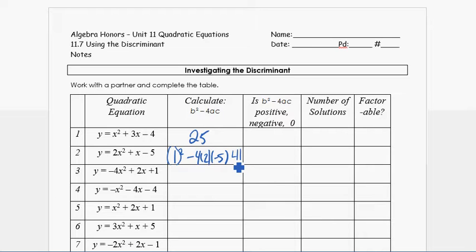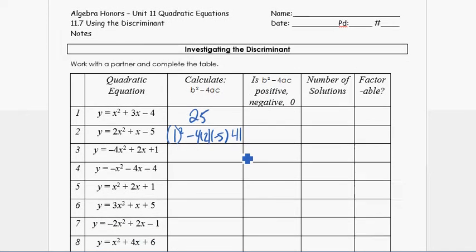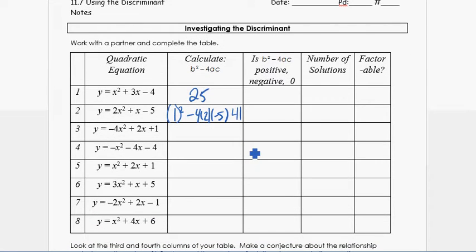At this point, if you're just getting this for the first time, if you don't have the worksheet, then maybe look on Blackboard for it and copy these problems down. Determine the value of the discriminant, pause the video, and we'll come back and check our answers.